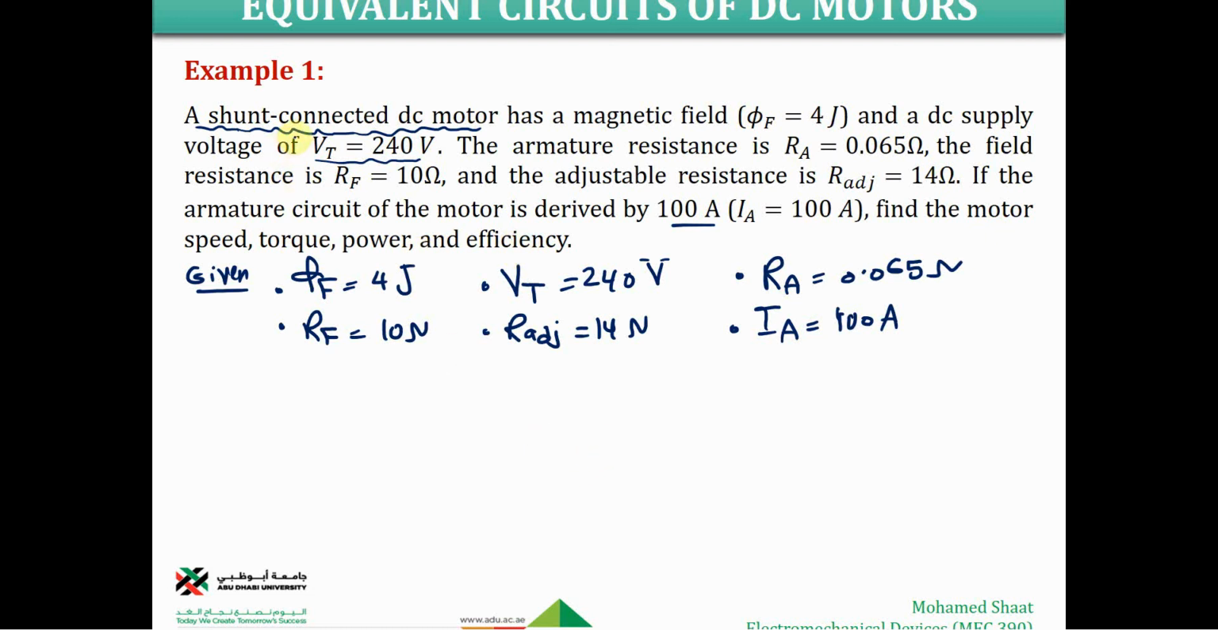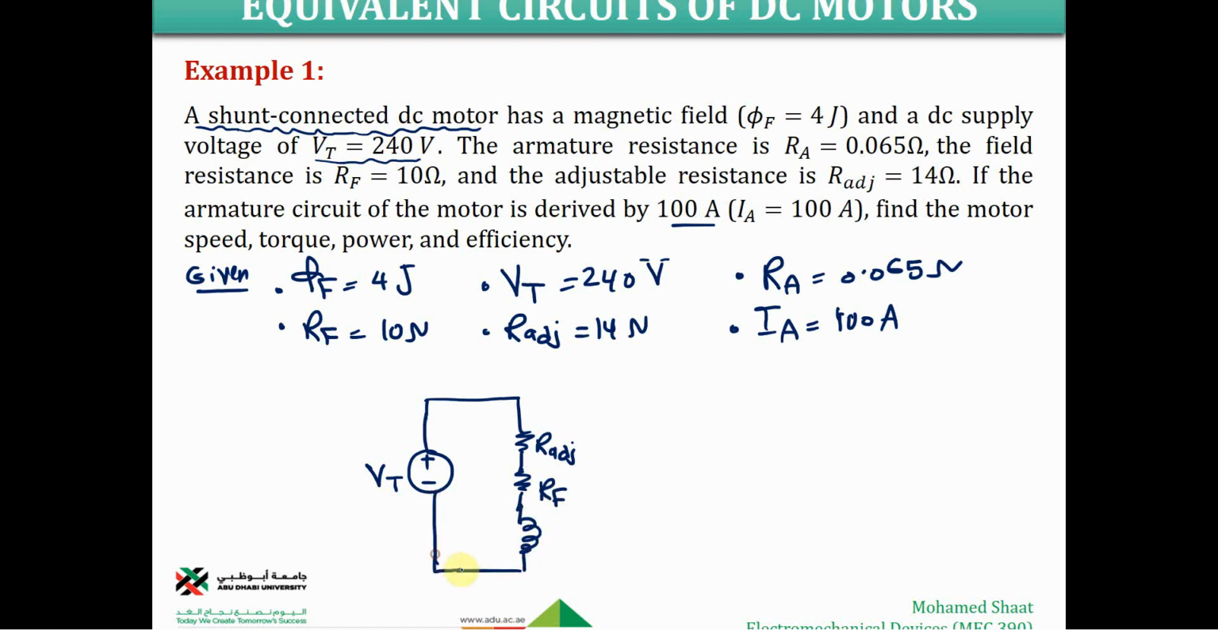So since we are talking about a shunt connected DC motor, you have to acknowledge and memorize the shape or the standard configuration of this type of DC motor. It will have VT as one source, with plus and minus. And we're gonna have here one branch. We're gonna have R adjustable, and we do have the R field. In addition, we're gonna have the coil.